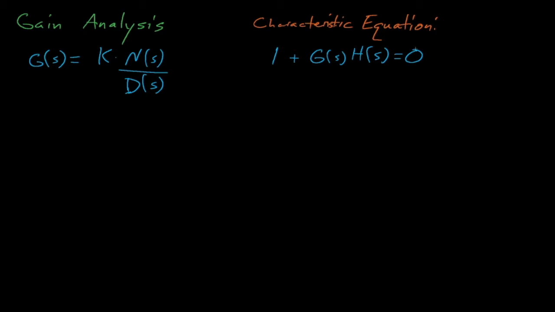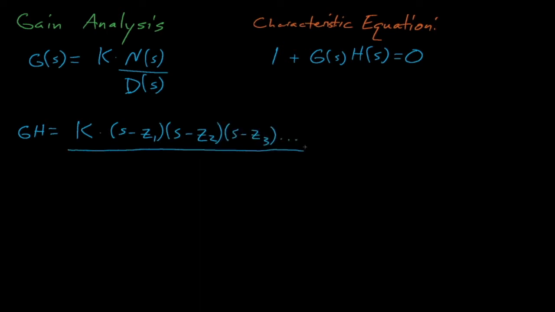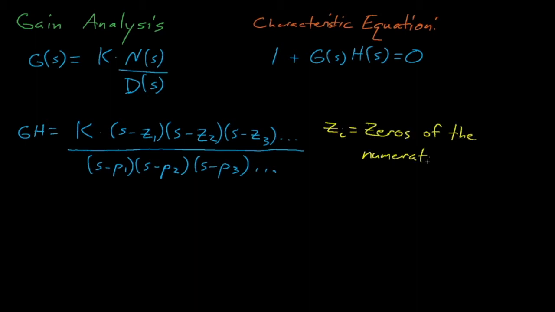G of s and h of s are often fractions as a function of s, and gh can be represented by some gain k times the product of s minus some z1, s minus some z2, s minus some z3, etc., all divided by the product of s minus some p1 times s minus some p2, s minus some p3, etc. The z terms in this expression are known as the zeros of the numerator, while the p terms are known as the poles of the denominator.